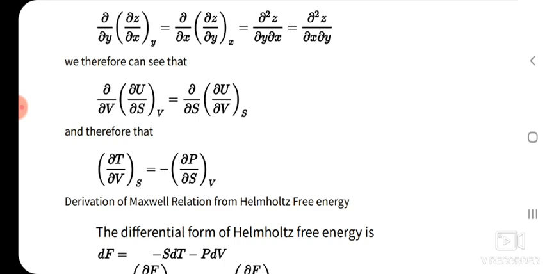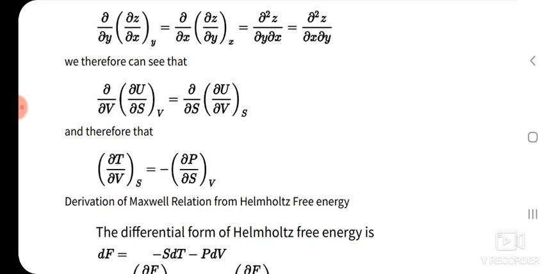If we rearrange this equation, because ∂U/∂S at constant volume is nothing but the temperature, and ∂U/∂V at constant entropy can be written as minus P. If we substitute that value, then our equation becomes ∂T/∂V at constant entropy is equal to minus ∂P/∂S at constant volume. This one is the first Maxwell relation.